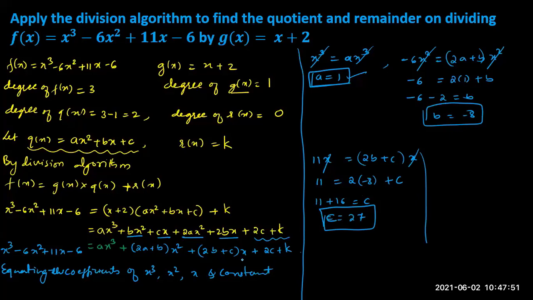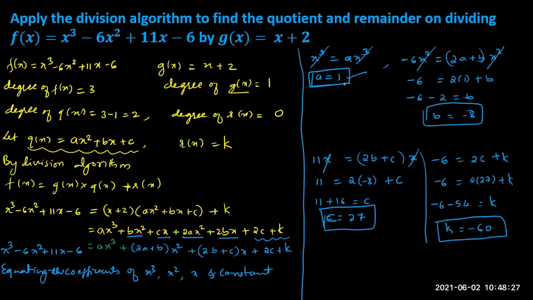Next, the constant term. Minus 6 is equal to 2c plus k. So minus 6, c means 27, so 2 into 27 plus k. 27 2s are 54. We'll bring it to LHS, it will become minus 54 is equal to k. So k is equal to minus 60, sir. K is equal to minus 60.